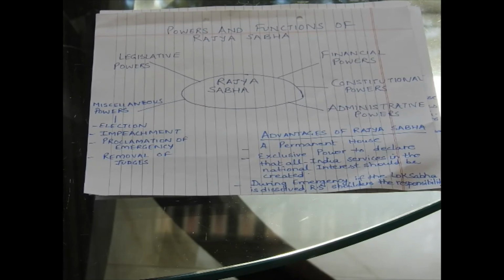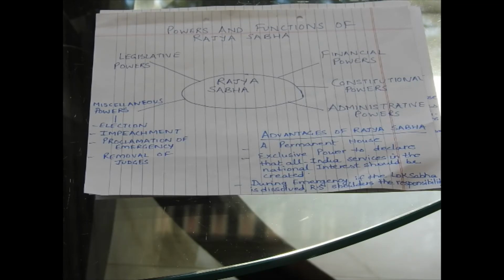Administrative powers. The Council of Ministers is responsible to Lok Sabha, only to the lower house. The central government formed by a party or various parties collapses if a no confidence motion is passed. The Rajya Sabha has no role in this process, but Rajya Sabha can exercise control over it by means of questions, interpellation, very important, asking questions and various motions like motion of adjournment. No confidence motion is only passed in Lok Sabha. Other motions, Rajya Sabha can exercise control.